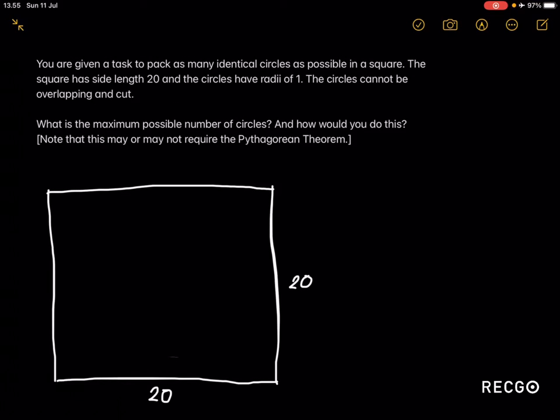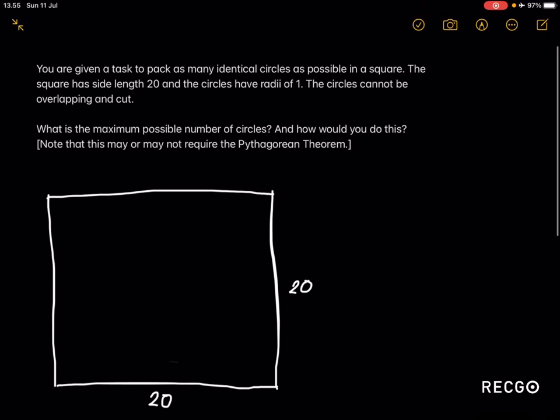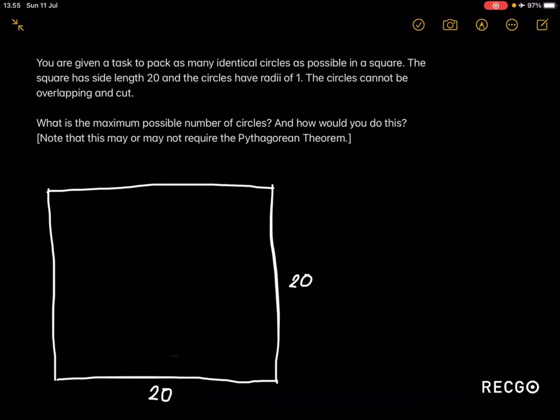What is the maximum possible number of circles that you can pack into the square? And what sort of arrangement would you do to achieve this maximum possible number? And quickly note that this may or may not require the Pythagorean theorem, so just keep that in mind.